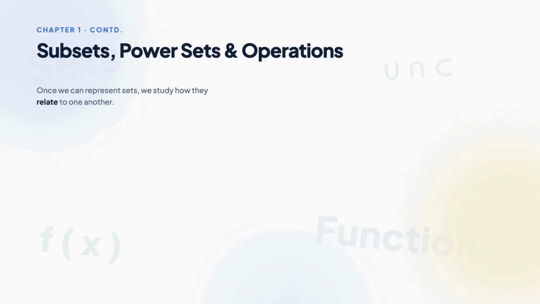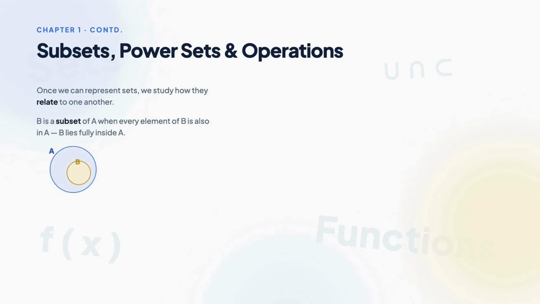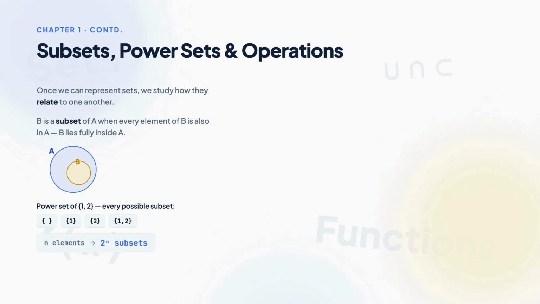Once we understand how sets are represented, we can study how different sets are related. A set B is called a subset of set A if every element of B is also an element of A. In other words, B lies completely inside A. Another important concept is the power set, which is simply the collection of every possible subset of a given set. If a set contains n elements, its power set always contains 2^n subsets, making it an important concept in both mathematics and computer science.